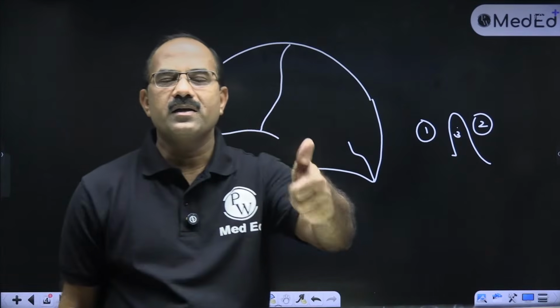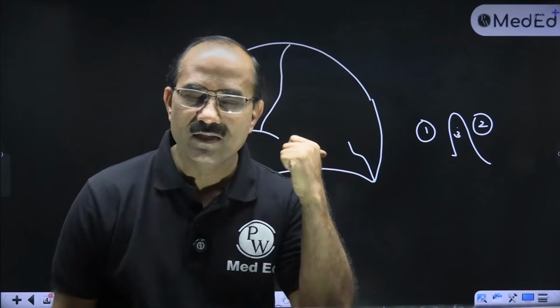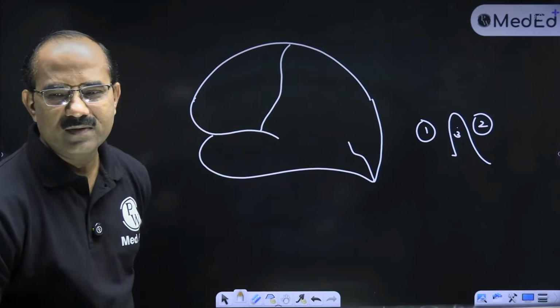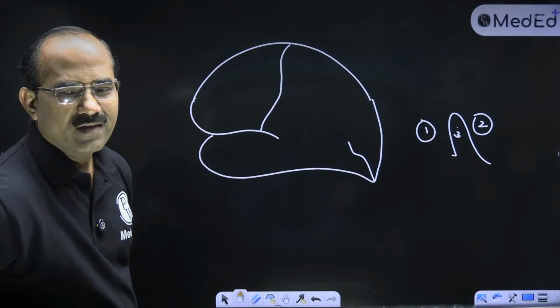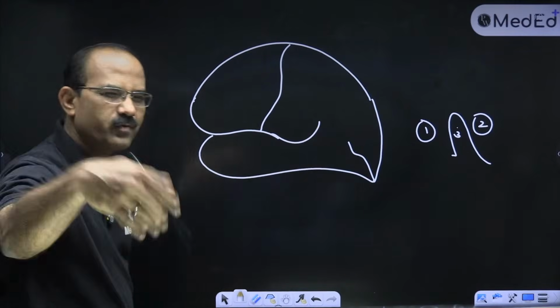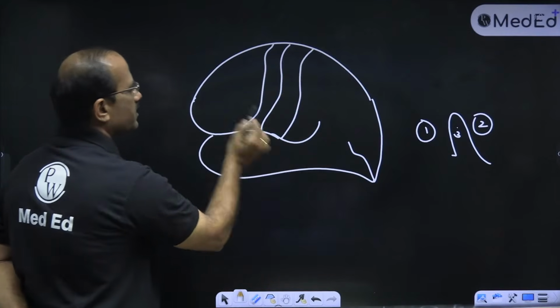So limiting sulcus, axial sulcus, operculated sulcus. ठीक है, ये याद रखना. So what is this? This is the central sulcus. What is this sulcus? That's the lateral sulcus. Come on, we'll finish this off fast. ये क्या है? Precentral sulcus. ये है postcentral sulcus. ये है frontal lobe.